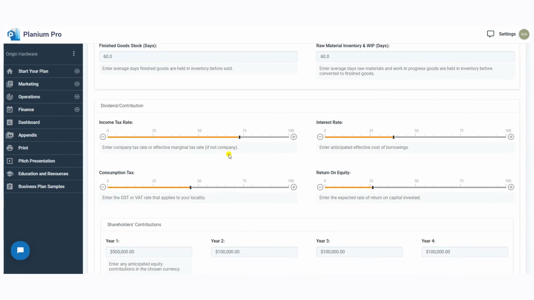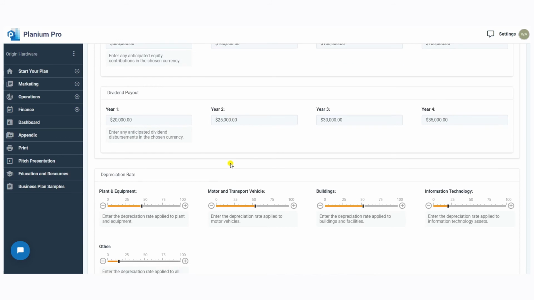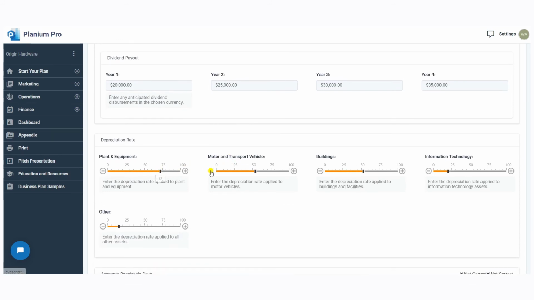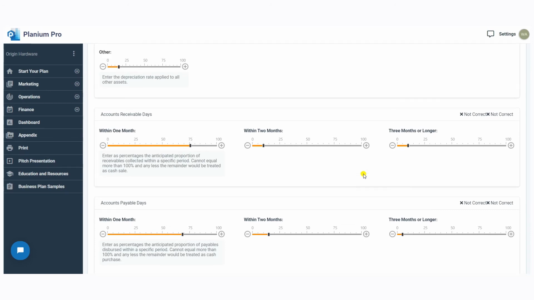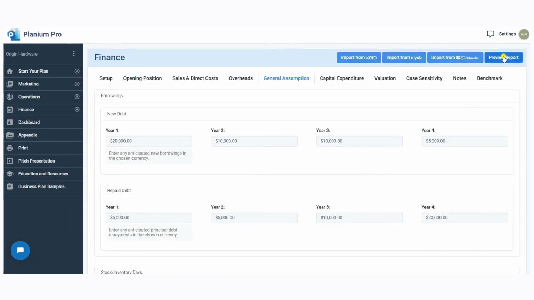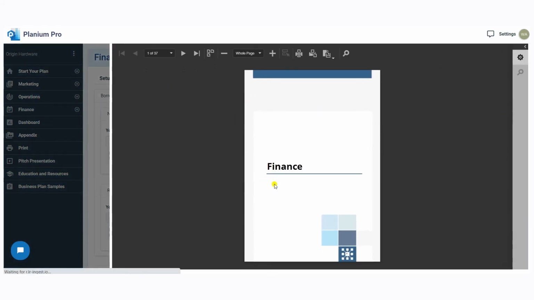Fill in the numbers in case your business receives any shareholder contribution or anticipates any dividend payout in the next 4 years. Be aware that the scale is interactive, so you can adjust the necessary amount by moving it to the right or left. Finally, you also have some other assumptions regarding the depreciation rate for all other major asset classes and accounts receivable days and accounts payable days. Remember that at any stage you can click to Preview Report to see how your financials look in the form of financial statements.